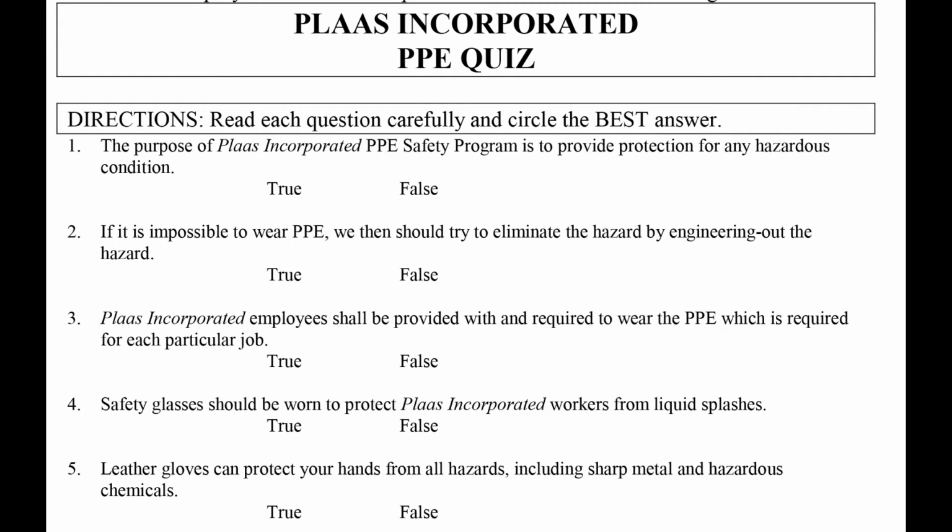Plaas Incorporated PPE Quiz. Number 1, true or false, the purpose of Plaas Incorporated PPE Safety Program is to provide protection for any hazardous condition. Number 2, true or false, if it is impossible to wear PPE, then we should try to eliminate the hazard by engineering out the hazard. Number 3, true or false, Plaas Incorporated employees shall be provided with and required to wear the PPE which is required for each particular job.